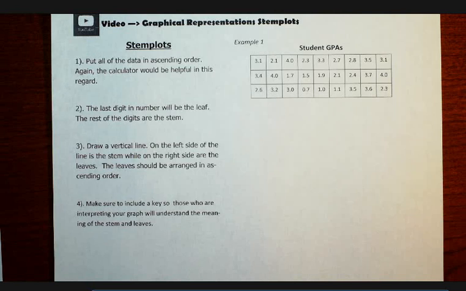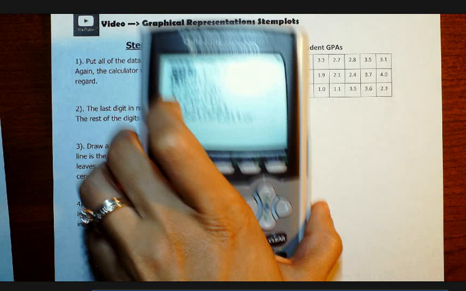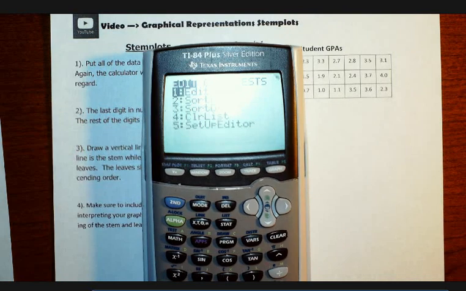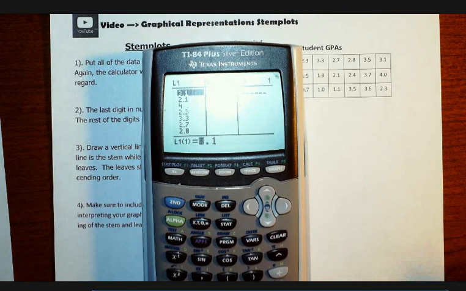The next type of graphical representation we want to focus on is called a stem and leaf plot, or a stem plot. The first thing we want to do is put all of the data in ascending order. Again, the calculator would be really helpful in this regard. So I have already entered all of the data into my stat, edit, and I put all of the data into list 1.